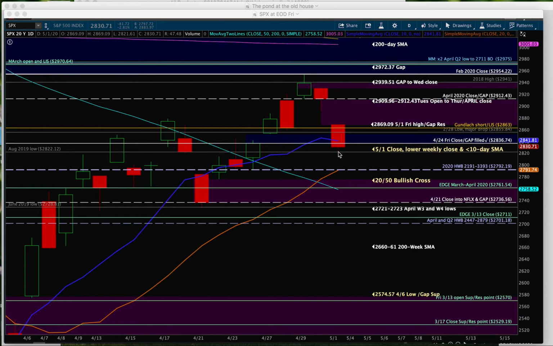And then, of course, at the end of the day, we broke down through the 10-day simple moving average. We set our low. We tried to recover the previous week's close at 28.36 and the 10-day simple moving average at the end of the day, but it didn't work.